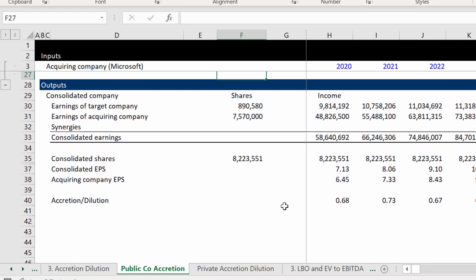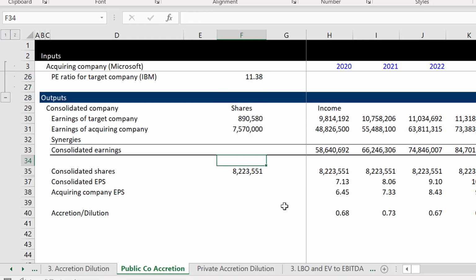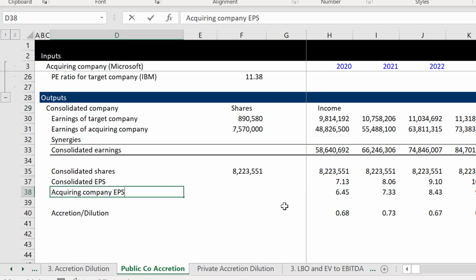So then we're just about finished, because once we have the number of shares, which we held constant for both companies, we just take the consolidated earnings and divide them by the consolidated number of shares, and we get the consolidated EPS. And then we put the acquiring EPS, that was Microsoft.